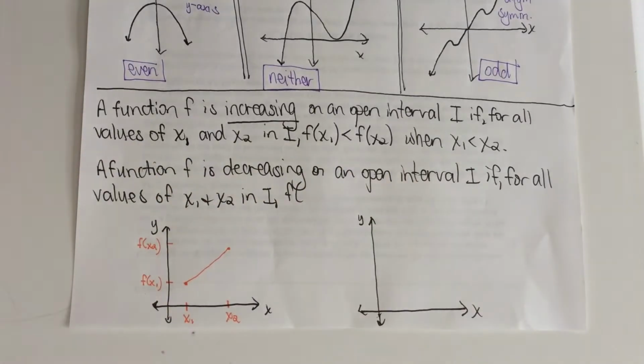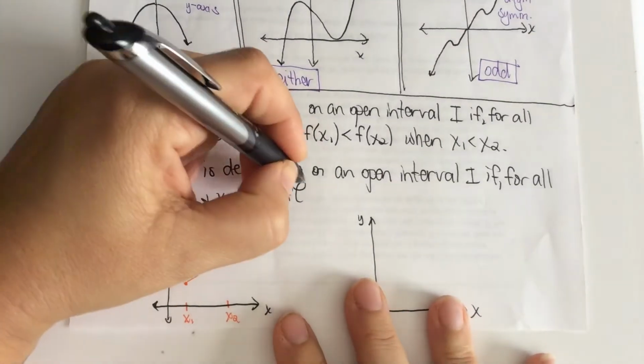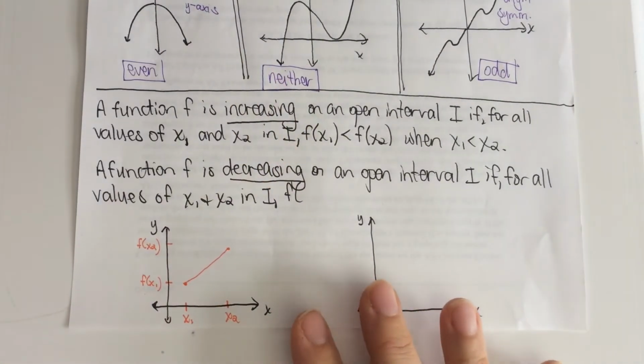You can draw that in a lot of different ways. But that means the function that connects them is increasing. Okay, if the y value is smaller than the other y value, then of course it's increasing. A function f is decreasing on an interval.